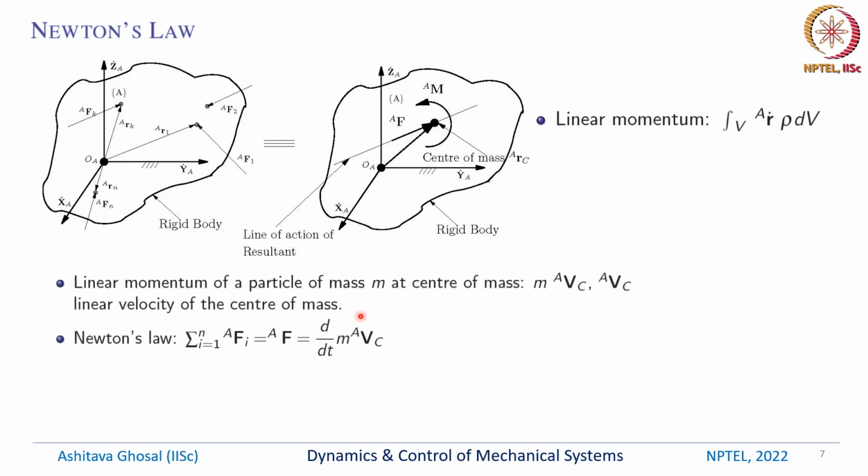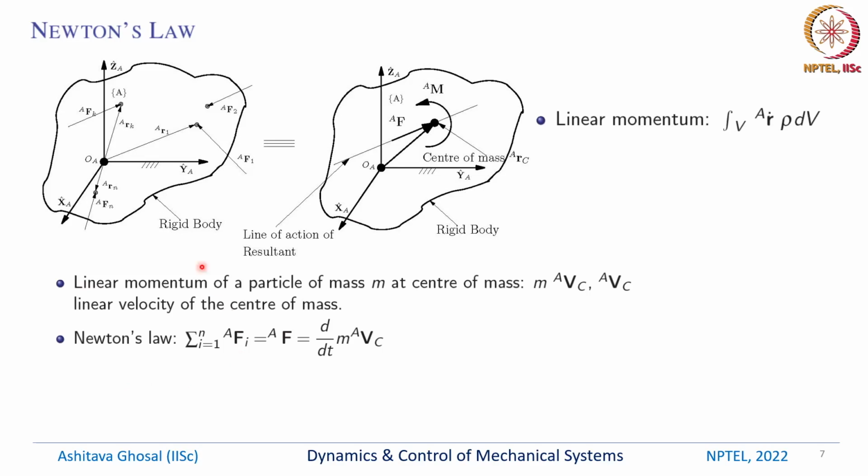The linear momentum of a particle of mass m at the center of mass is given by m times the velocity of the center of mass. So the velocity of the center of mass with respect to A is denoted by AVC, and it is the linear velocity of the center of mass in the A coordinate system. And C is the center of mass.